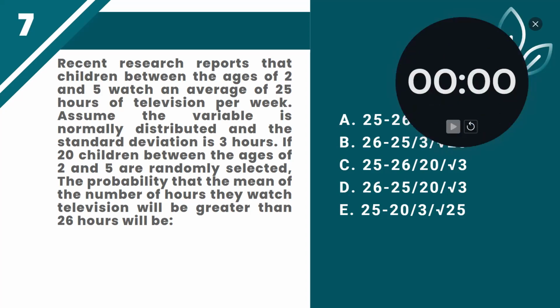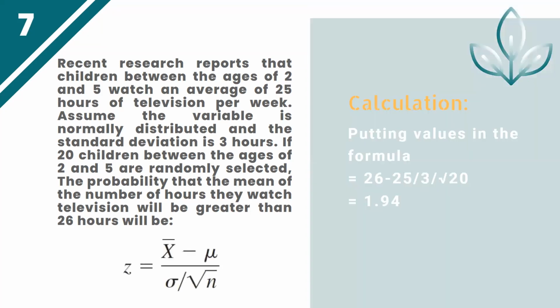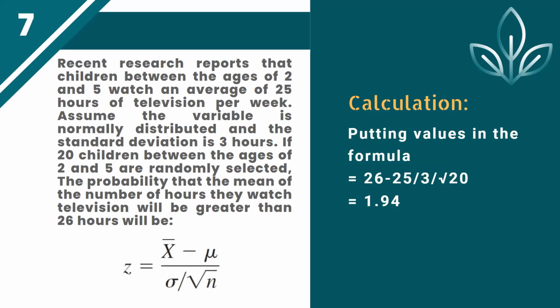So here the clue is the central limit theorem. The central limit theorem is applied because the sample size is large, and the formula used is x bar minus mu divided by sigma divided by root of n. Putting the values in the formula, we obtain 1.94.